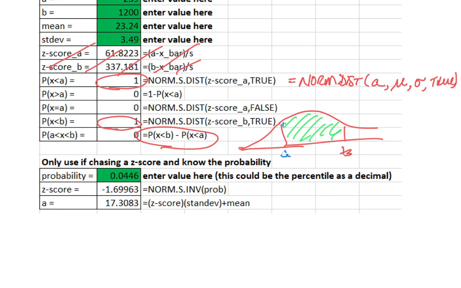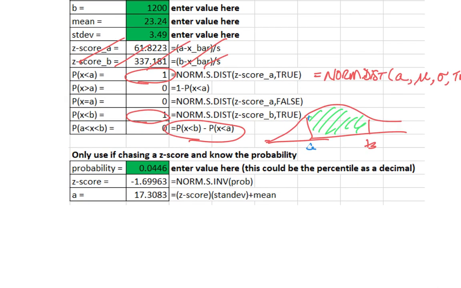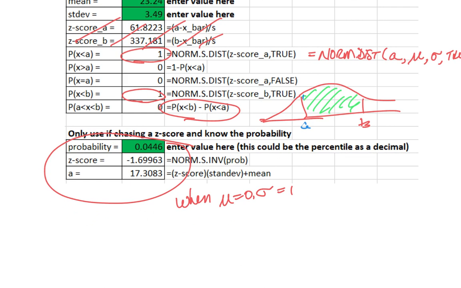So assuming that you know that you're in a standard normal, then you're going to use the norm.s.inv. You only use this part when mu is equal to 0 and sigma is equal to 1. If you are not given that information, instead you're given a mean, then you're going to still do the probability equals, and you're going to enter that value. And now you're going to find the z-score.